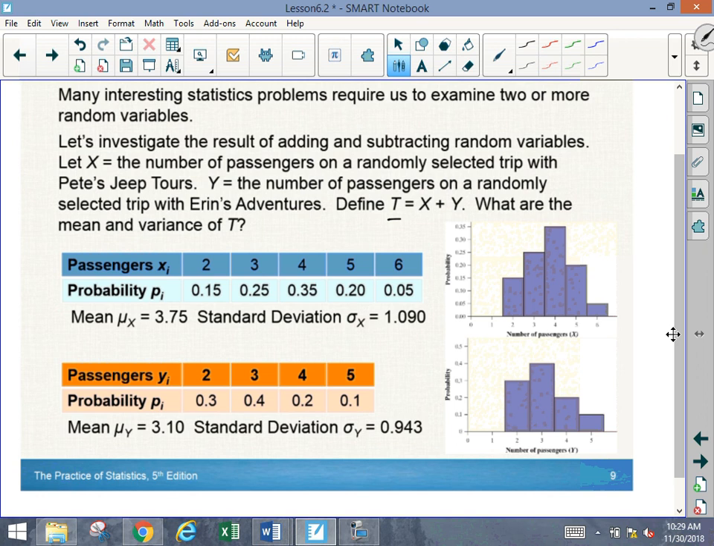We've got Pete's and Aaron's adventures. Well, Pete's cheap tours and Aaron's adventures, right? So we have a new random variable where we're adding the number of passengers on Pete's and the number of passengers on Aaron's, and we get a new random variable t, for which we can find both the mean and the variance. So these distributions are definitely going to change.